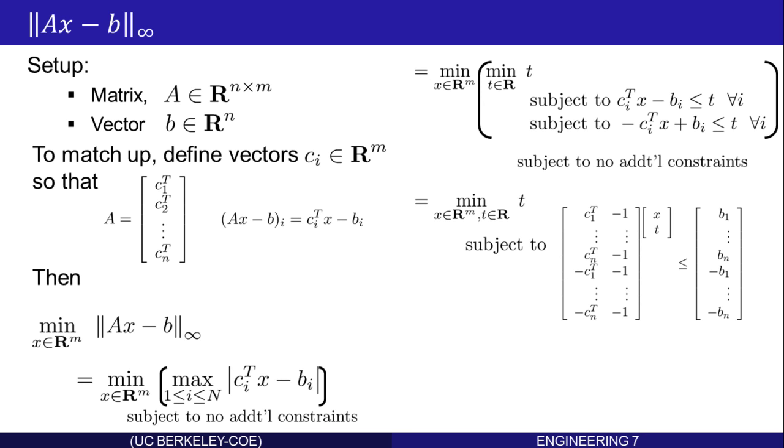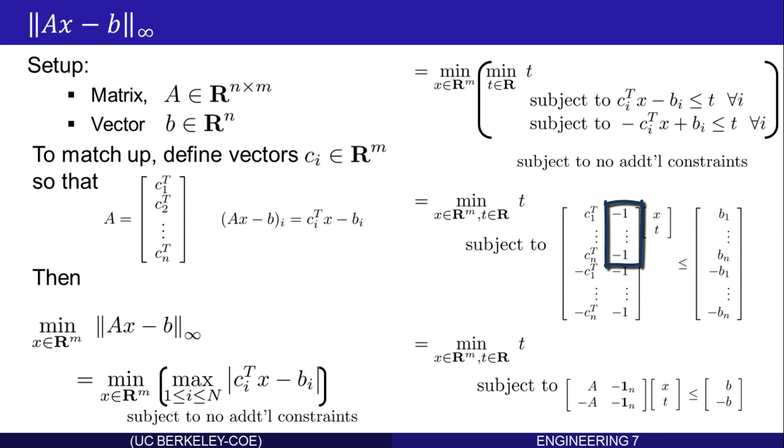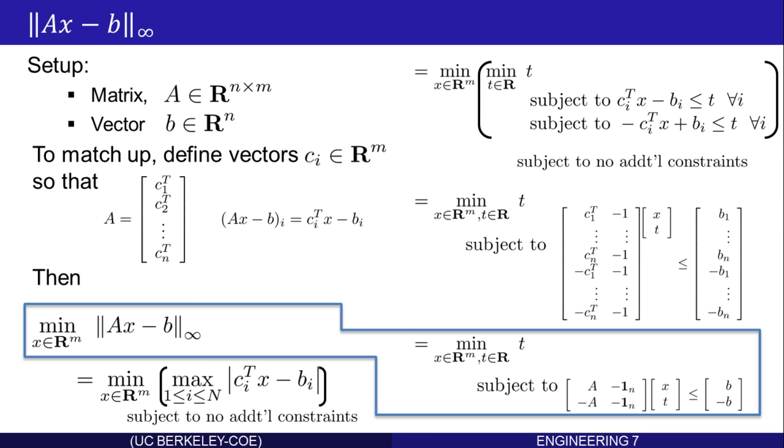Let's now remember that c1 transpose stacked above c2 transpose stacked above cn transpose is the array A, and b1 down to bn is the vector b. This can be written much more concisely as minimize over x and t, subject to the linear inequality constraints listed there. The boldface 1n is a vector of 1s of dimension n by 1. This is very clean. We've now cast the norm minimization of Ax minus b in the infinity norm as a linear program with m plus 1 decision variables and 2n linear inequality constraints.